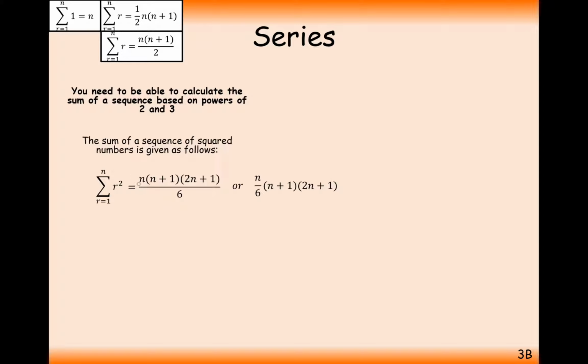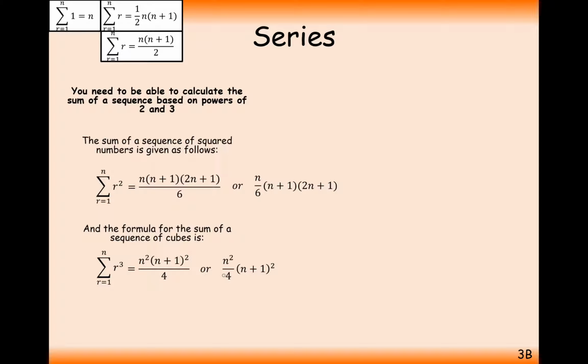You can use either formula n plus 1, 2n plus 1, all over 6 this time, or it could be thought of as just bringing the sixth to the front. And the formula for the cubes looks very similar to the formula for the normal integer values, just everything's been squared: n squared, n plus 1 squared, and 4 on the bottom. Or the 4 could be factorised out to the front.